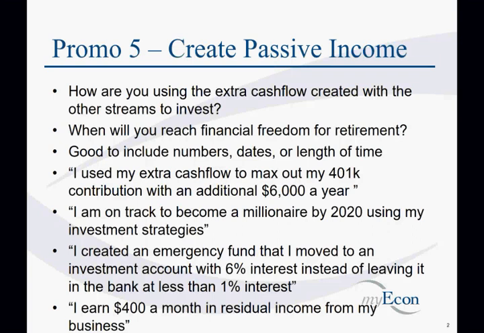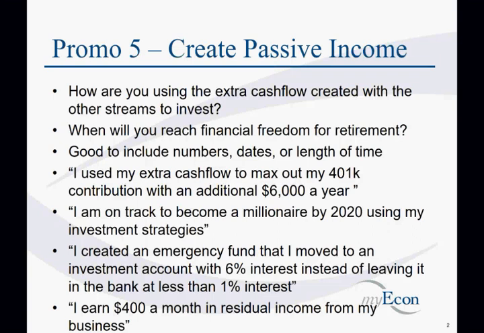Our fifth cash flow stream, passive income, promo number 5. How are you using the extra cash flow created with the other streams to invest? When we bring all this money in, if you follow our personal cash flow plan, the plan is to acquire as much additional income as you can by minimizing your expenses, by cutting your taxes, by maximizing your deductions, by paying off your debt. So what do you do with that extra money? Well, part of it is to make the money grow, because we know we need 10 to 20 times what we make in a given year in order to attain financial freedom and live comfortably in retirement.